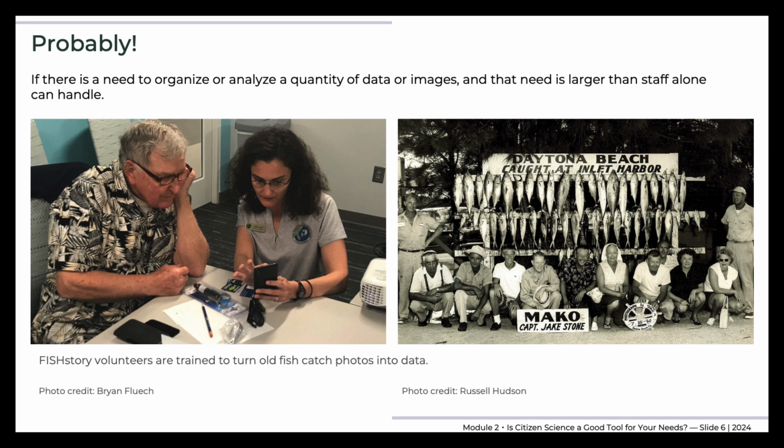Citizen science also may be a good tool when you have a need to organize or analyze a quantity of data or images, and that need is larger than your staff alone can handle. When properly managed, volunteers can organize and analyze huge amounts of data, particularly when the data are available online. For example, citizen science participants have sorted and analyzed millions of satellite images and photos from webcams.